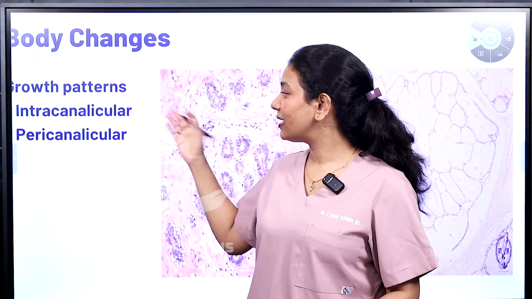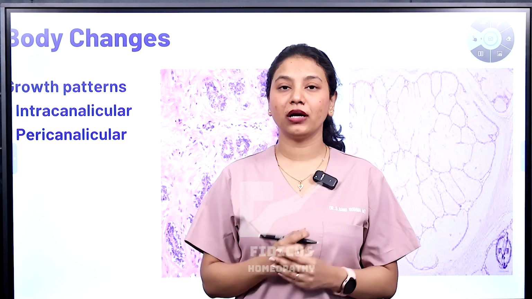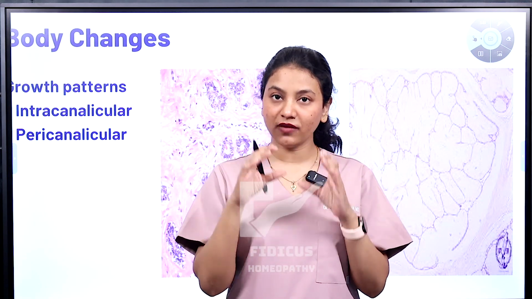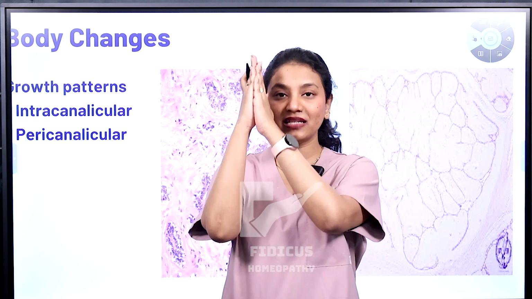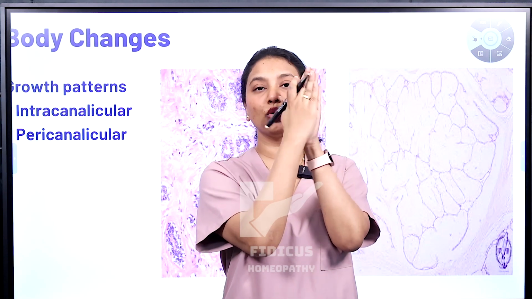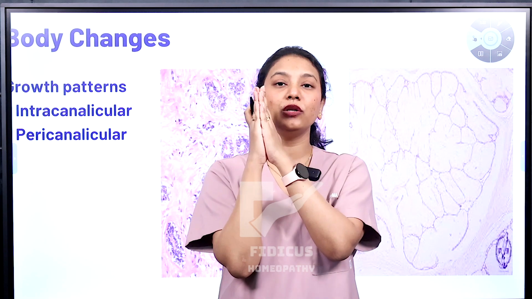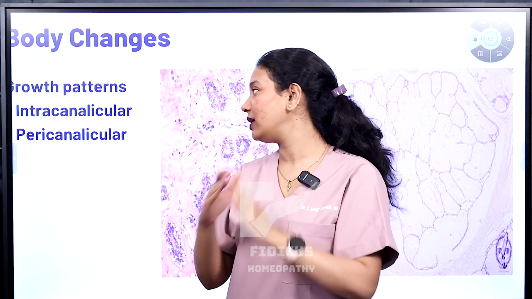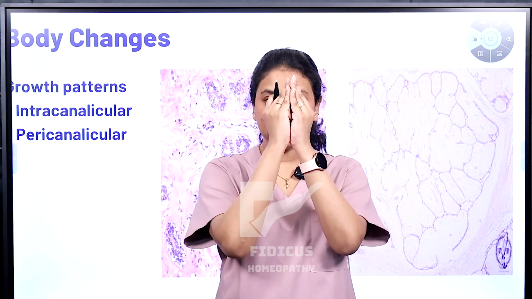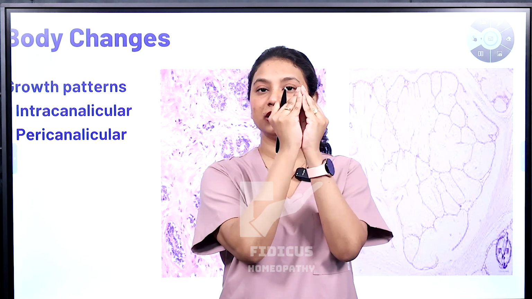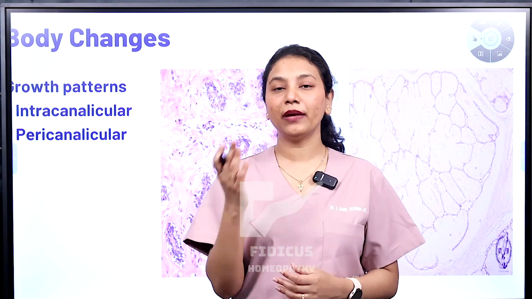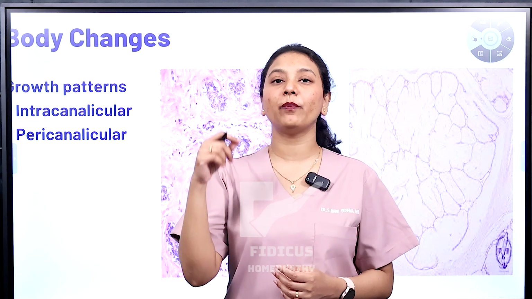Now, what is this intracanalicular and pericanalicular? Just remember, when you observe under the microscope, if there are slits that are compressed, no space, no lumen (lumen is called space), if there is no lumen, then that is called intracanalicular. If there is space, if there is a hole, then that is called the pericanalicular type of fibroadenoma. It is one of the growth patterns.